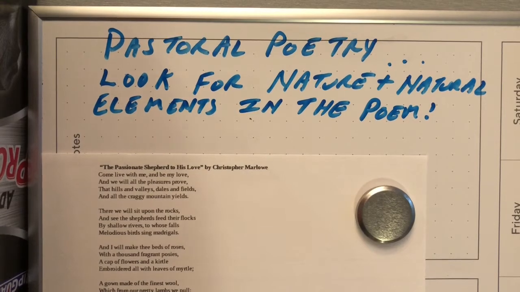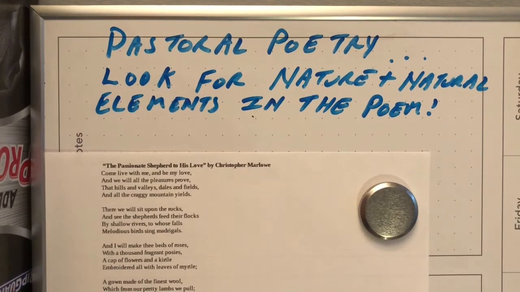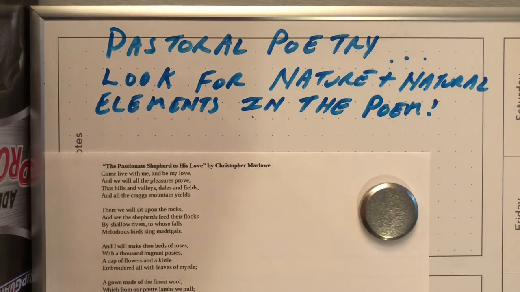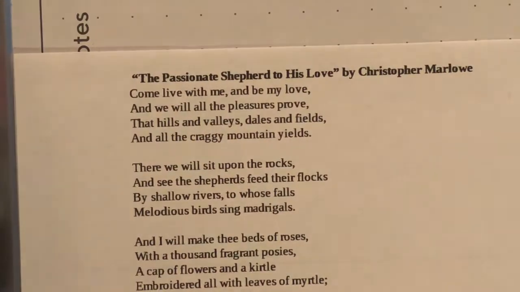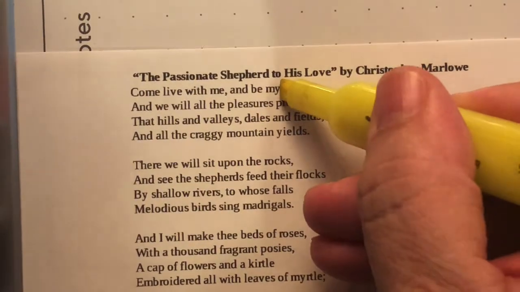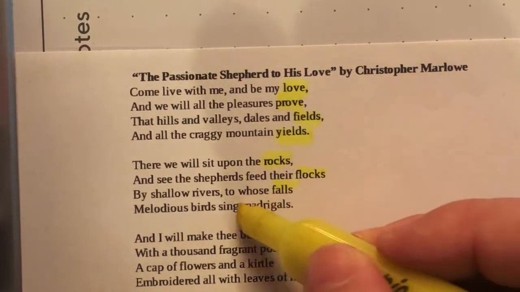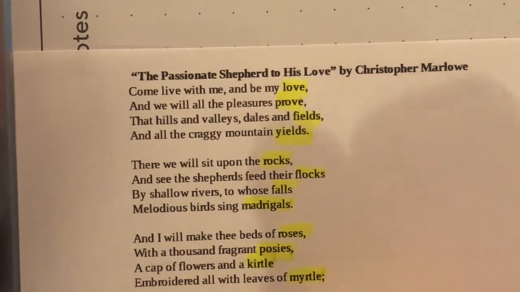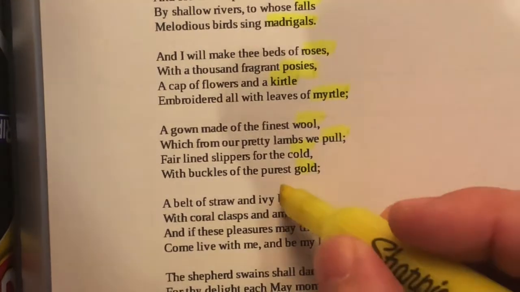Once again, we're dealing with Christopher Marlowe's Passionate Shepherd to His Love, and we're looking at pastoral poetry. This is an example of English Renaissance pastoral poetry. So, since it's going to idealize nature and a life lived in harmony with nature in a rural lifestyle, we want to look for nature and natural elements in the poem whenever possible. That's what we're kind of looking for. So, right away we can see the easy rhyme scheme. Here we go with love and prove, that would be the AA. Fields and yields, that would be the BB. Rocks, flocks, falls, madrigals. Roses, posies, you have to strain the rhyme there a little bit. Kirtle and myrtle. Wool, pull, cold, gold. There we go. Buds, studs.